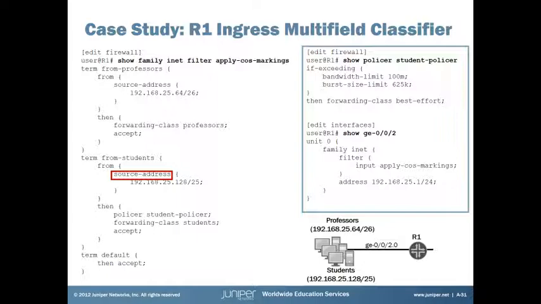And we've got a forwarding class of best effort. So what we're saying is, if it falls outside of those parameters, then it's going to become best effort traffic. And we are applying that filter, the apply cos markings filter, onto ge-0/0/2. That's R1.